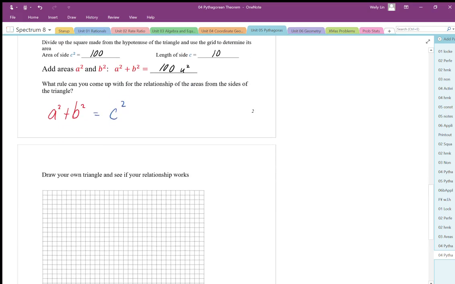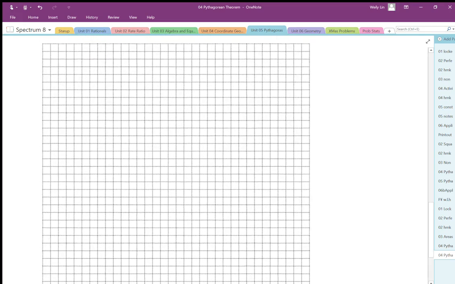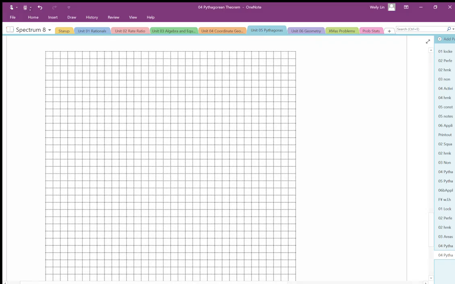So what I would like you to do is come up with your own. Okay, so I'm going to draw a random right triangle here. Now you need to choose something different than mine, but I'm going to go 4 this way, and I'm going to go 1, 2, 3, 4, 5, 6, 7, 8, 9. I'm going to go 4 and 9. Okay, and I'm going to connect that diagonal here.